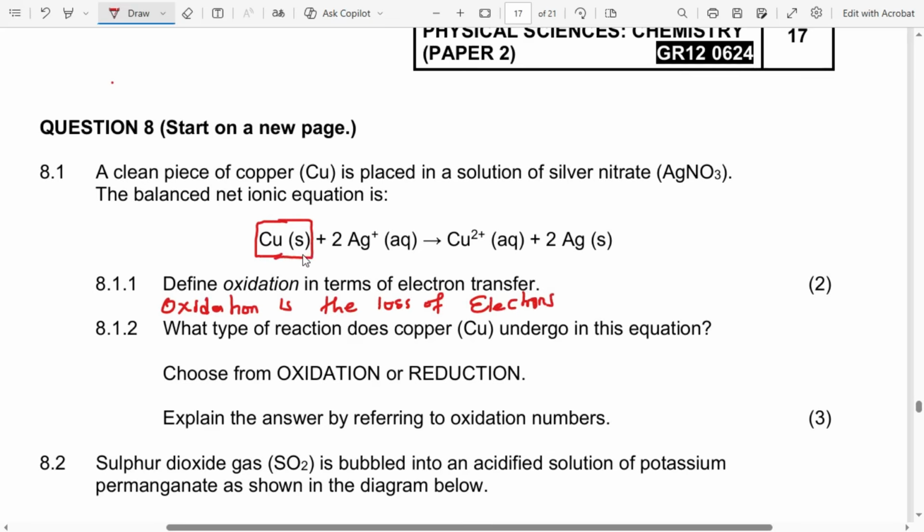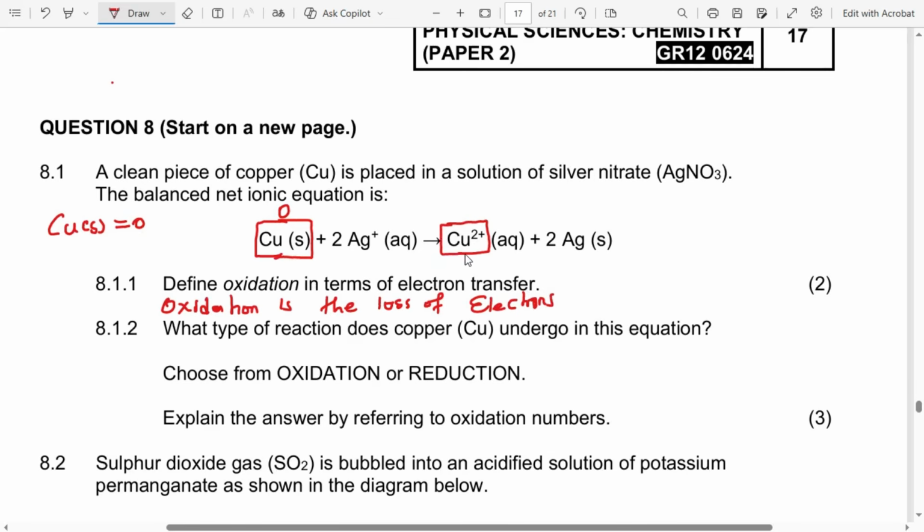If you look at this, it's in its free state. Any element in its free state has an oxidation number of what? The oxidation number of 0. So the oxidation number for the copper is equal to 0. Okay, let's work on the copper that is on the right.